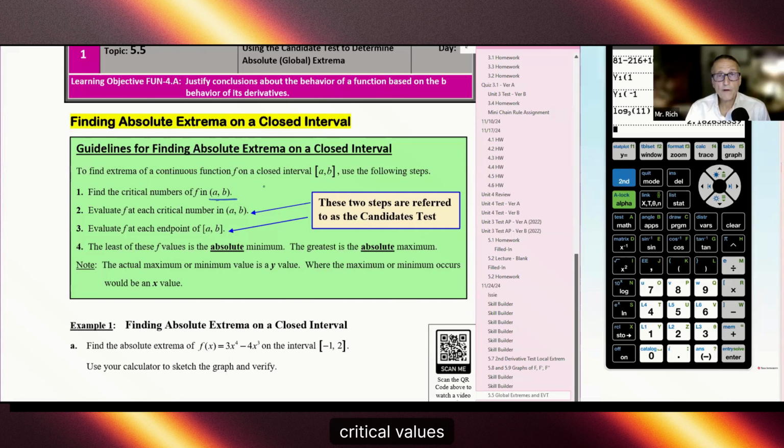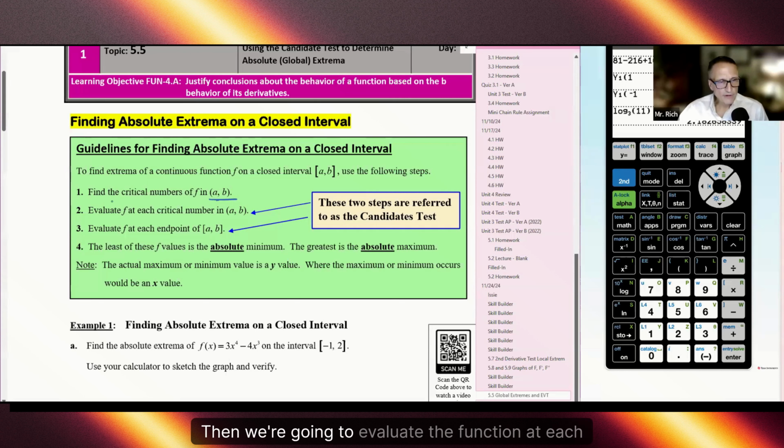Well, critical values are found by taking the derivative of the function and finding out the values of x that make the derivative 0 or that make the derivative undefined. Then we're going to evaluate the function at each of the critical numbers. We're also going to evaluate the function at each of the endpoints of our closed interval. And then the least of those values is the absolute minimum, and the greatest is the absolute maximum.